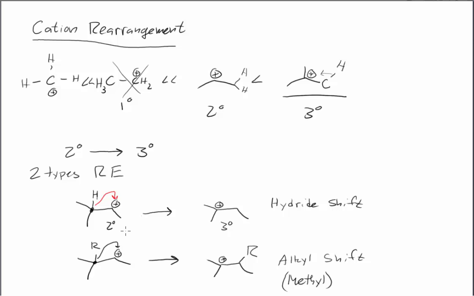R could be any carbon group, and it shifts along with the CH bond, and it again produces this tertiary cation. So we're going from secondary to tertiary, and that's going to be the most likely scenario for this cation rearrangement. We will not form primary cations very much, and if we form a tertiary cation, it's not going to rearrange because it's already in that low energy state.